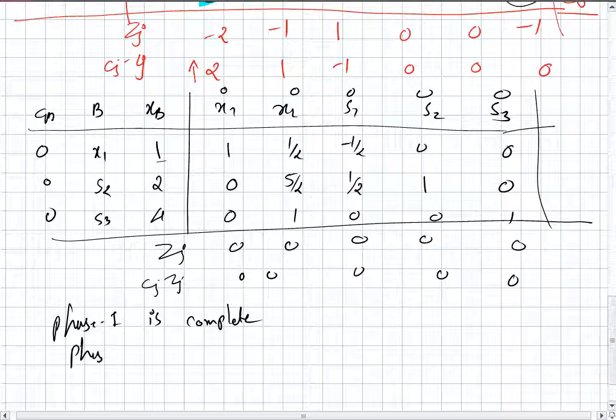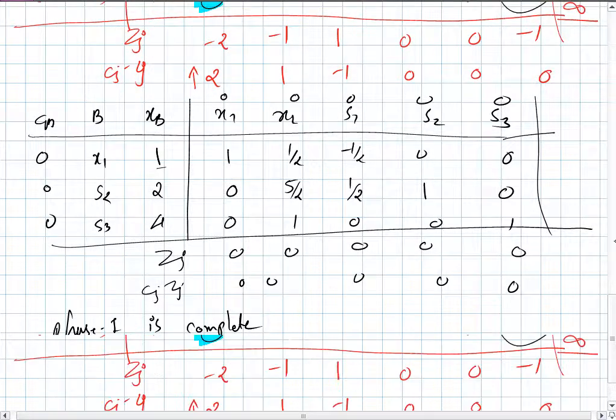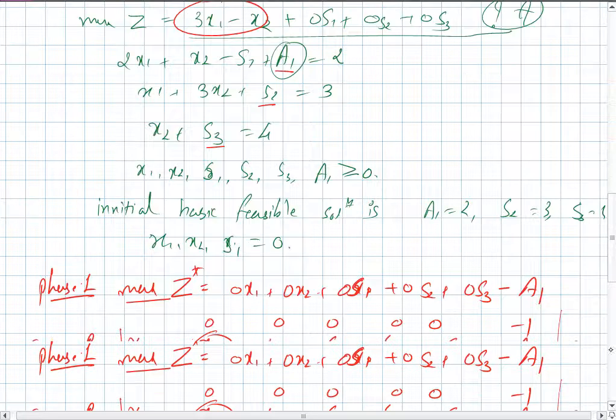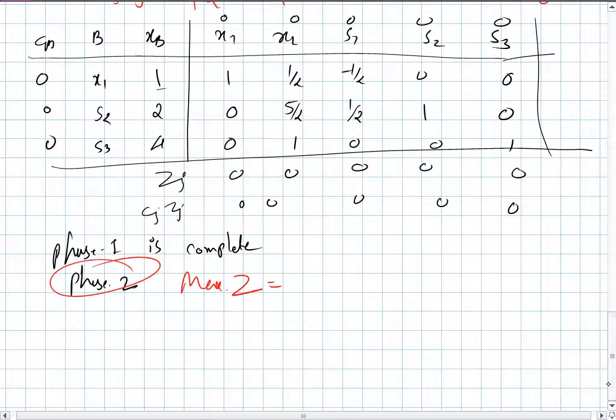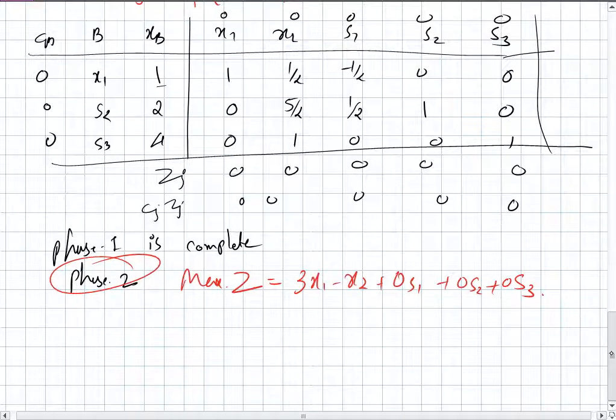Now for phase 2, first of all you have to think that your Z is the original one. The original problem Z was 3x1 minus x2. So here you have to write 3x1 minus x2. Of course, the coefficients of s1, s2 and s3 are 0. So all you have to do is write down this table again and change these coefficients this way.